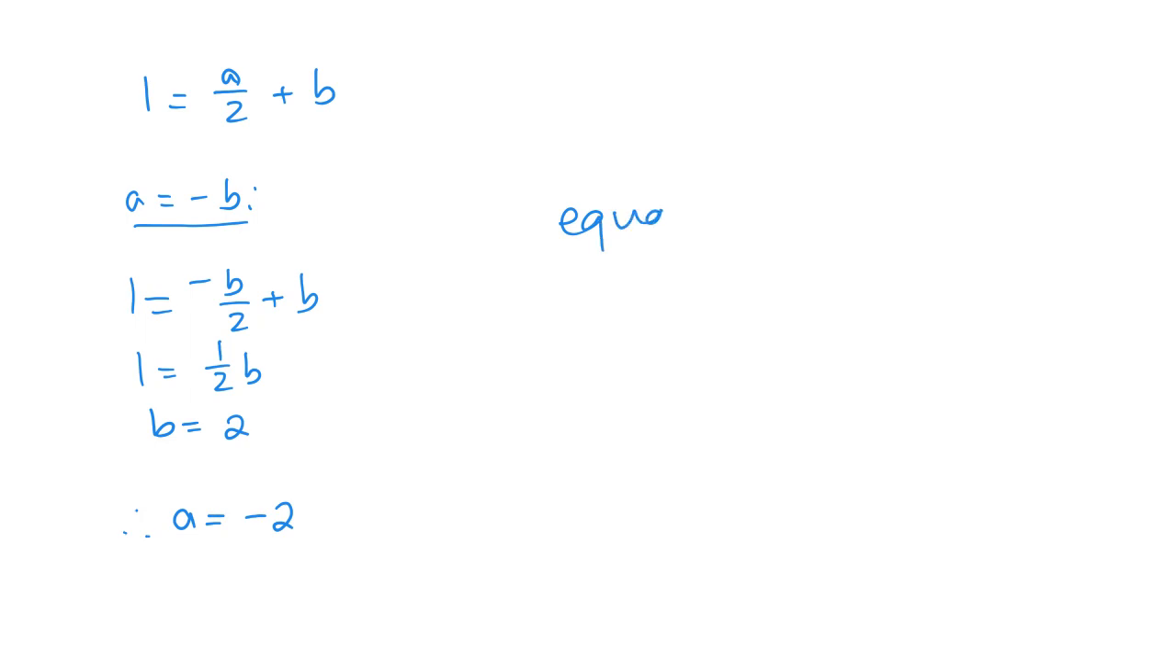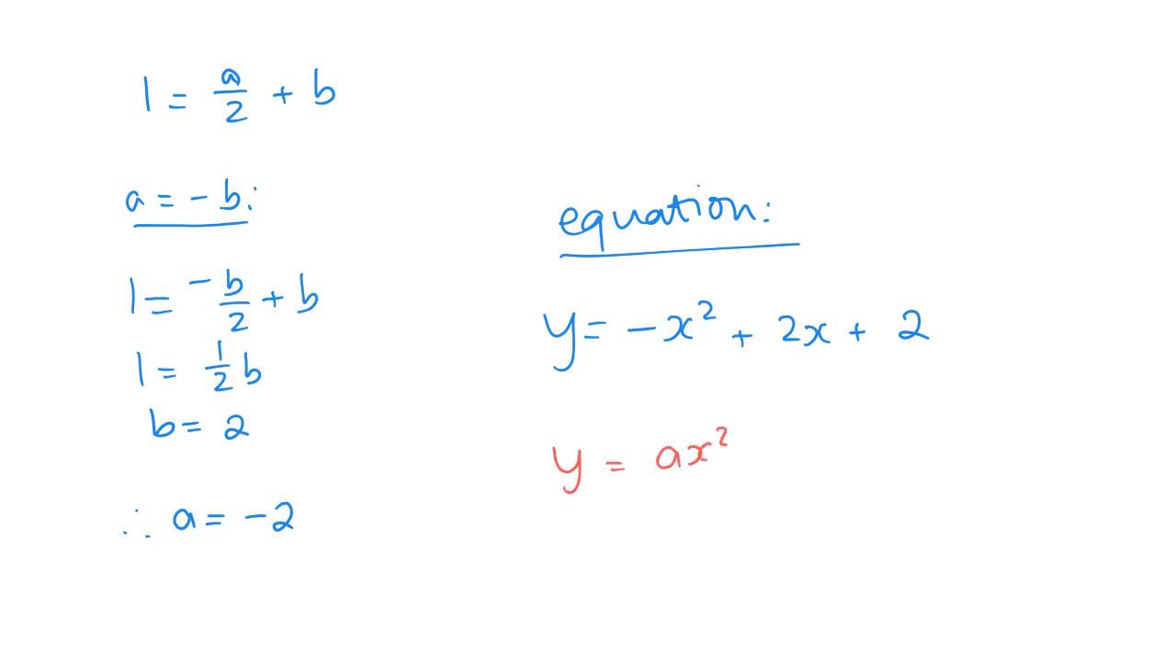So putting all that into our equation, we have y equals minus x squared plus 2x plus 2. Remember, our equation was y equals ax squared over 2 plus bx plus 2. So putting in our values for a and b, we get our equation there.